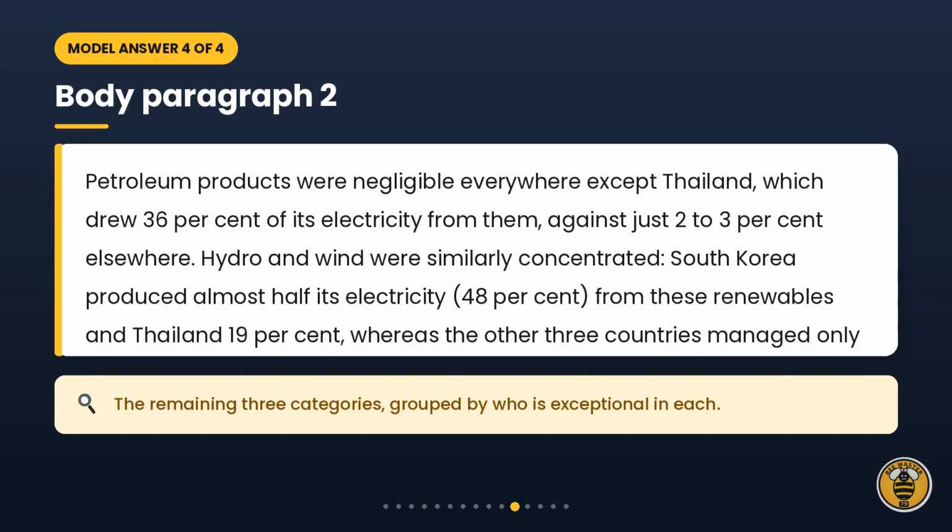Notice the ranges. 2 to 3%, 3 to 5%. Ranges let you cover 3 countries in 3 words instead of 3 clauses.